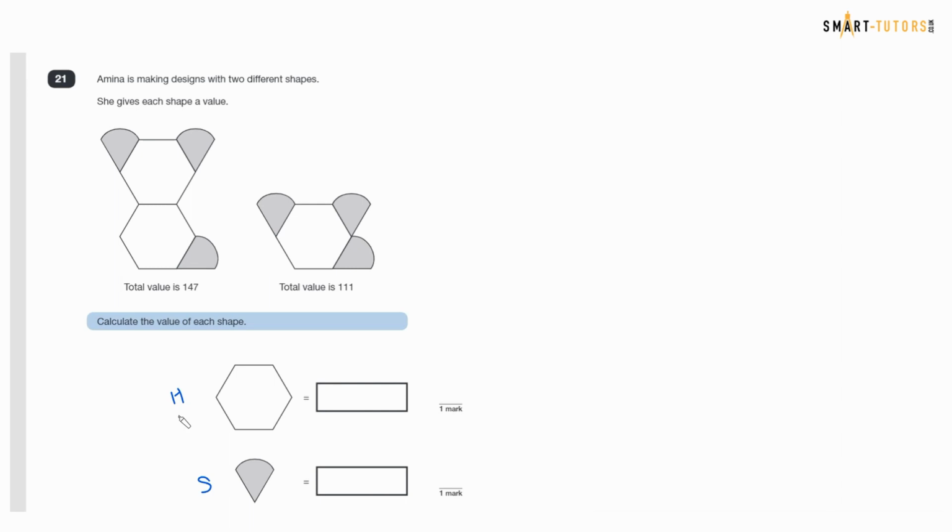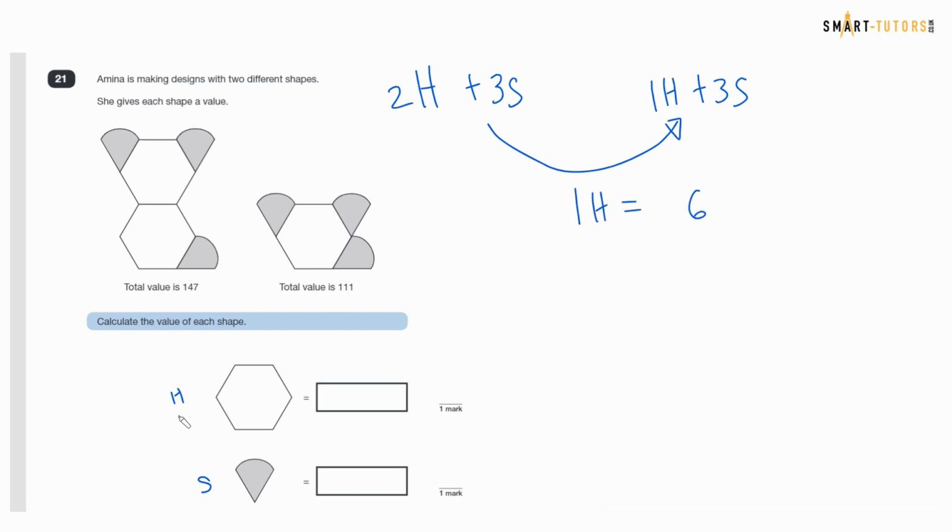So how can we do this one, Audra? So the only difference between the two shapes is that one has two hexagons and the other has one hexagon. They have the same amount of sectors. So you need to do 147 minus 111. 7 minus 1, 6, 4 minus 1, 3, and then 36. So one hexagon has to equal 36.